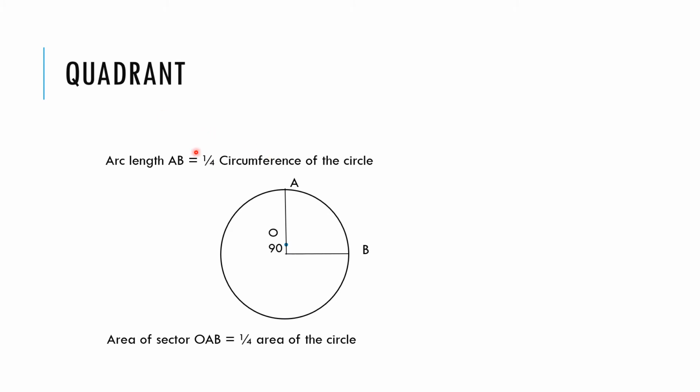Let's have a look at the quadrant. This is a circle. A quadrant is a sector having an angle of 90 degrees at the center of the circle. A quadrant is basically a quarter of a circle. So in this figure, the arc length AB is 1/4 the circumference of the circle, and the area of the sector OAB is 1/4 the area of the circle.